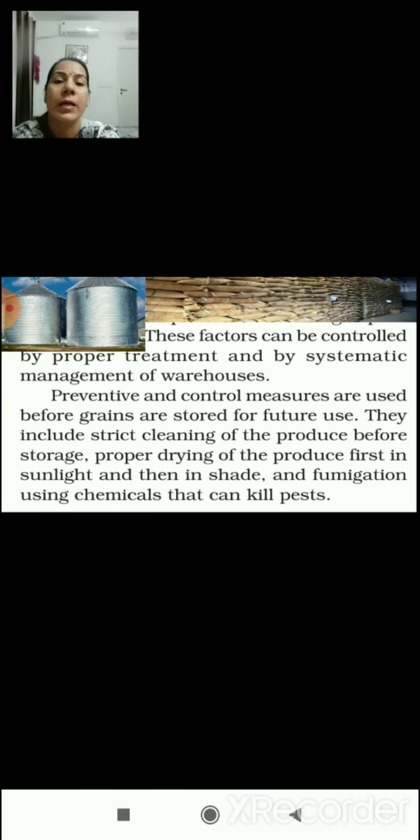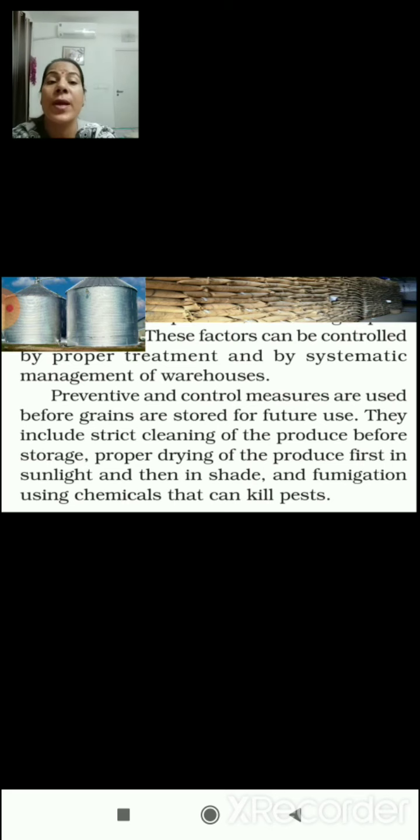So before storing our grains, we should check that the material which is used in making the container should not be toxic. Children, now we will discuss other things through which we can control this loss which can be caused by biotic and abiotic factors. So these factors can be controlled by proper treatment and by systematic management of warehouses. Children, you already know what these warehouses are. Warehouses are the places where the grains are stored systematically and scientifically.